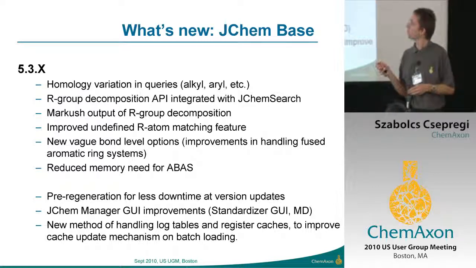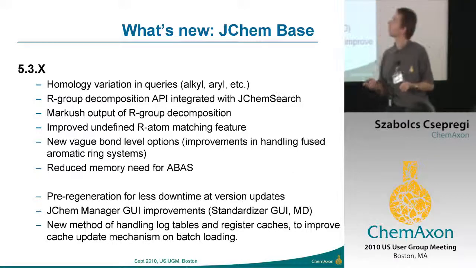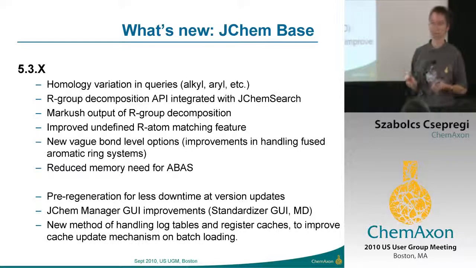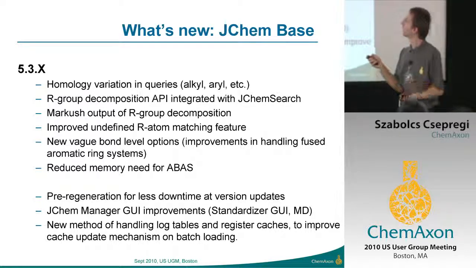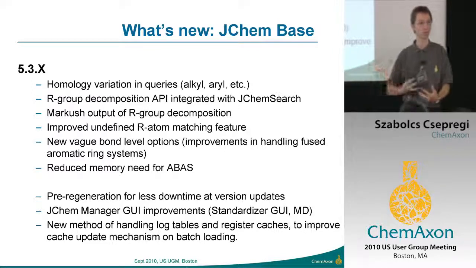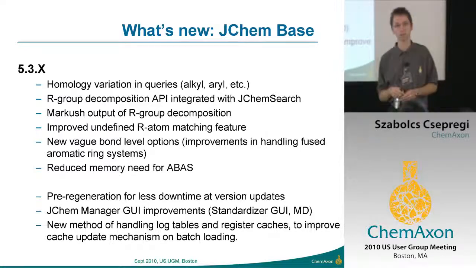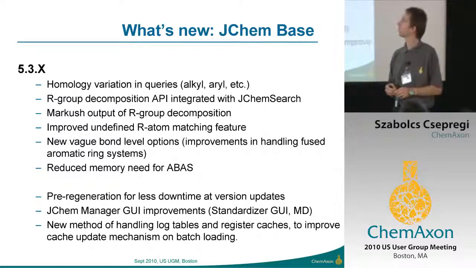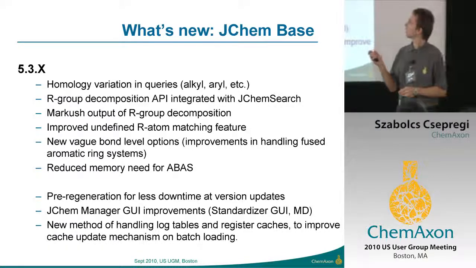We also added a new R group decomposition API. So when a substructure search has been done in JChem Search, then it is possible to get an R table relating to that substructure search. And we will add a user interface in the next year for that functionality.